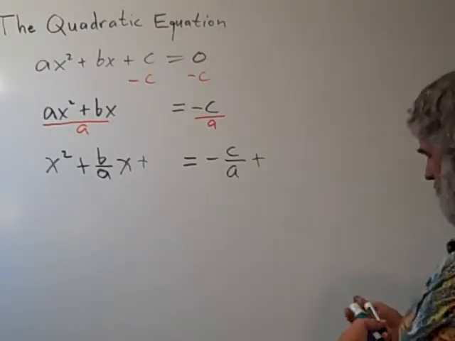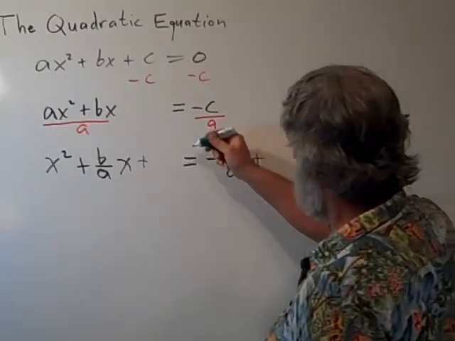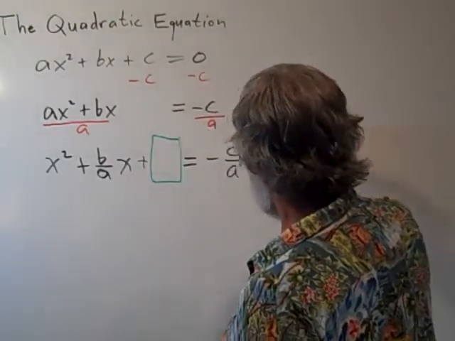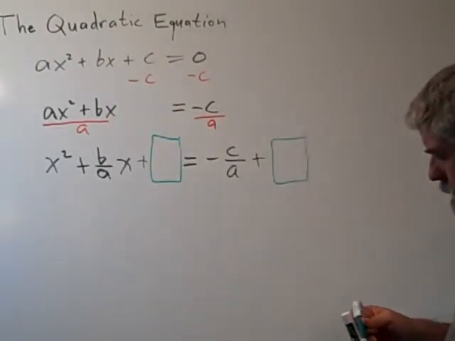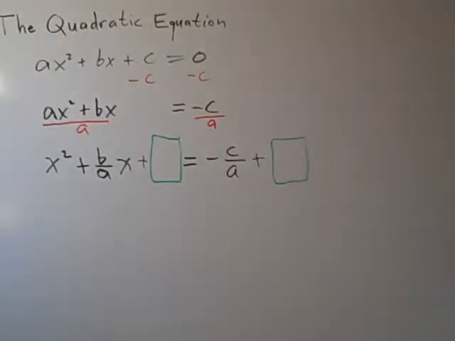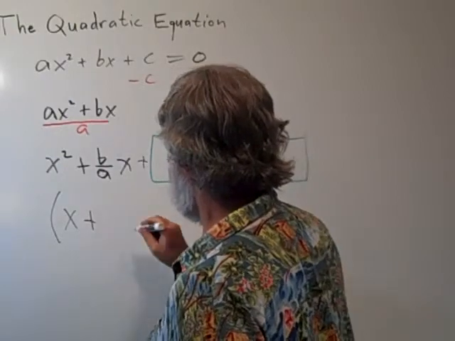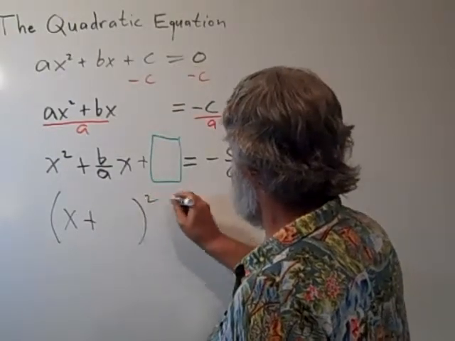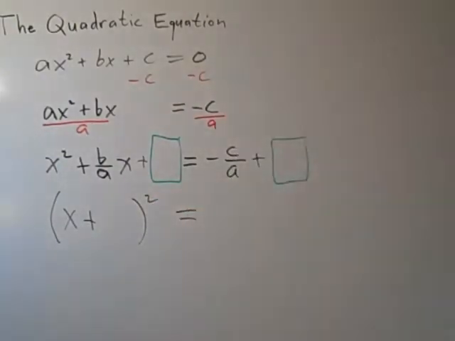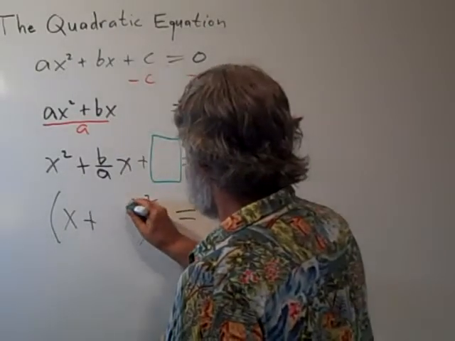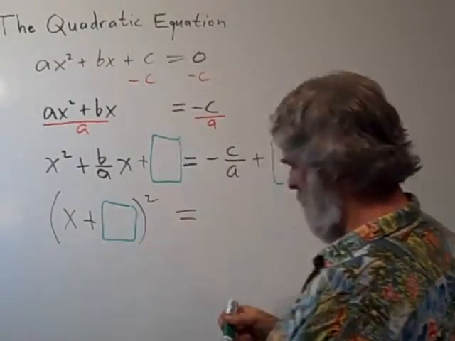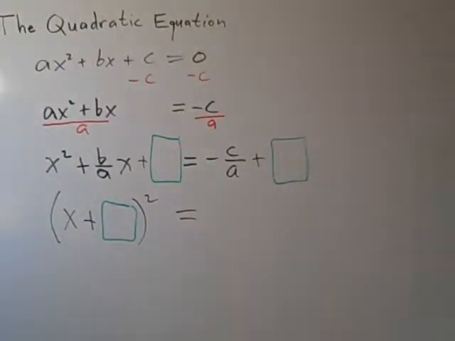And I will make this a box. We need to put a number in there. To see what goes in the box, we actually go to the next step, which is to make this a perfect square. To make that a perfect square requires filling in yet a third box. Okay, now the filling in of the boxes turns out to be an easy process.